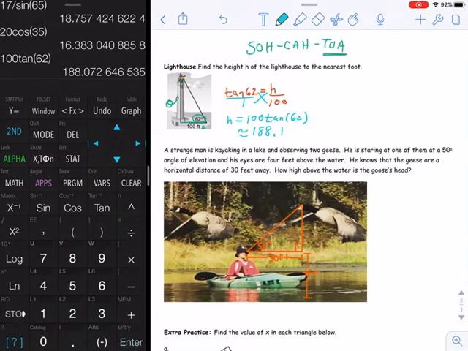A strange man is kayaking in a lake and observing two geese. He is staring at one of them at a 50-degree angle of elevation, and his eyes are 4 feet above the water. He knows that the geese are a horizontal distance of 30 feet away. How high above the water is the goose's head?